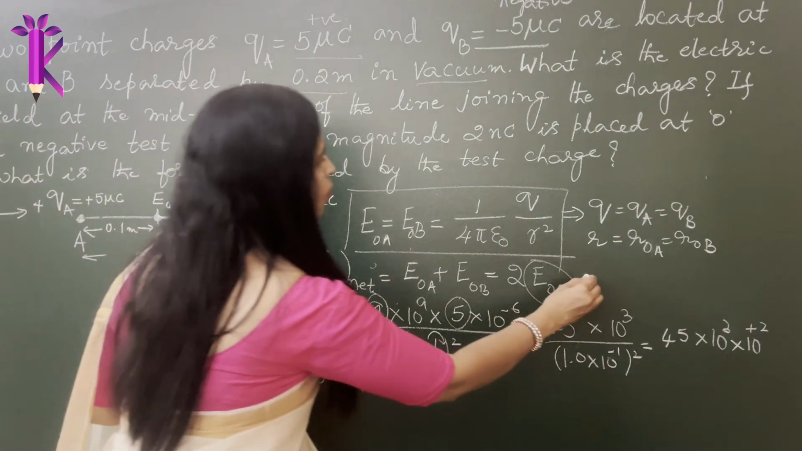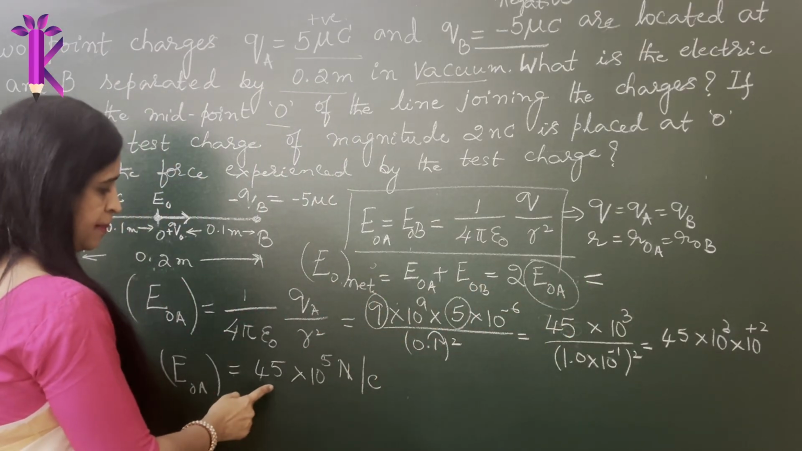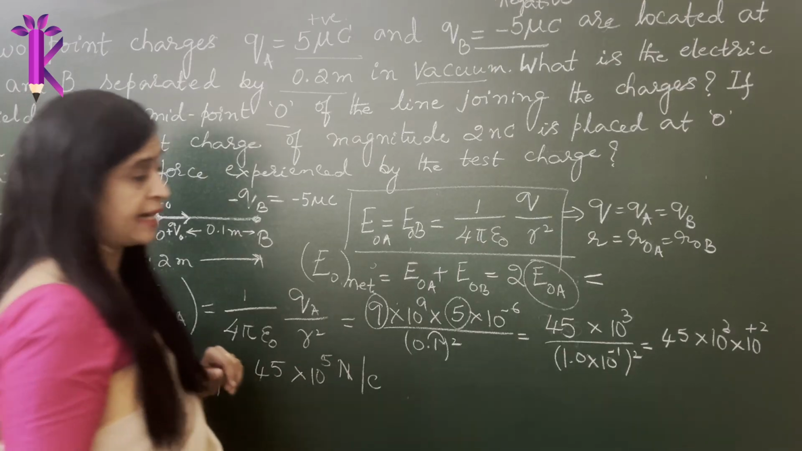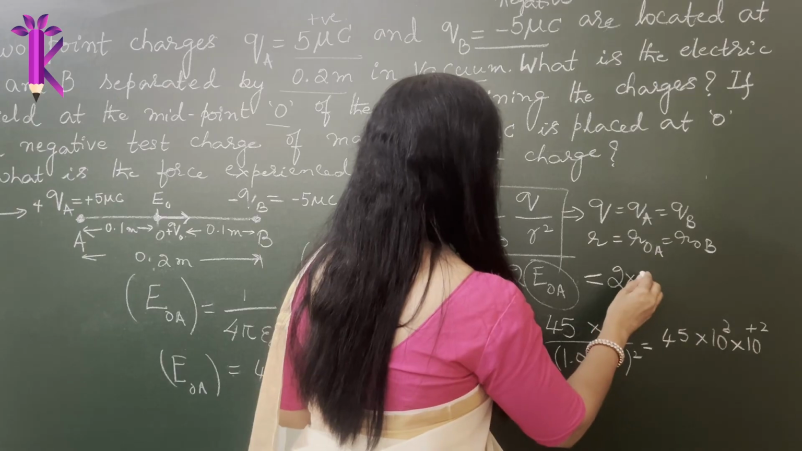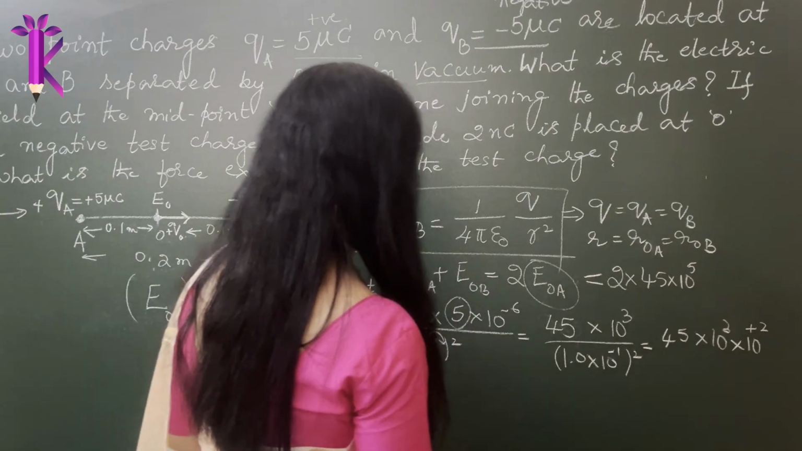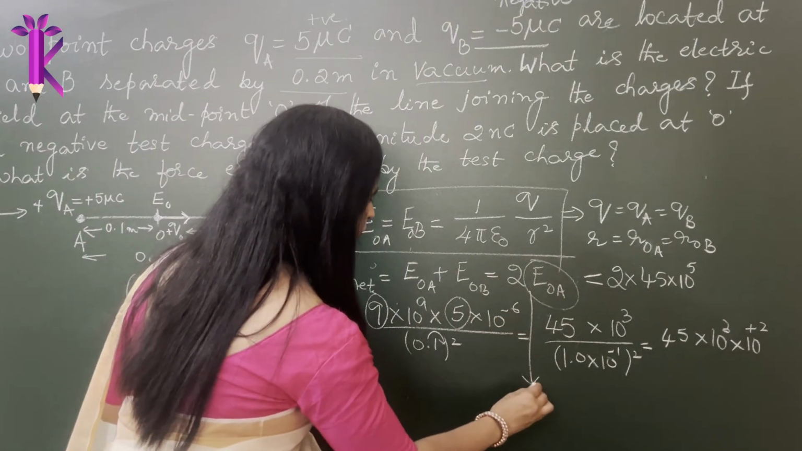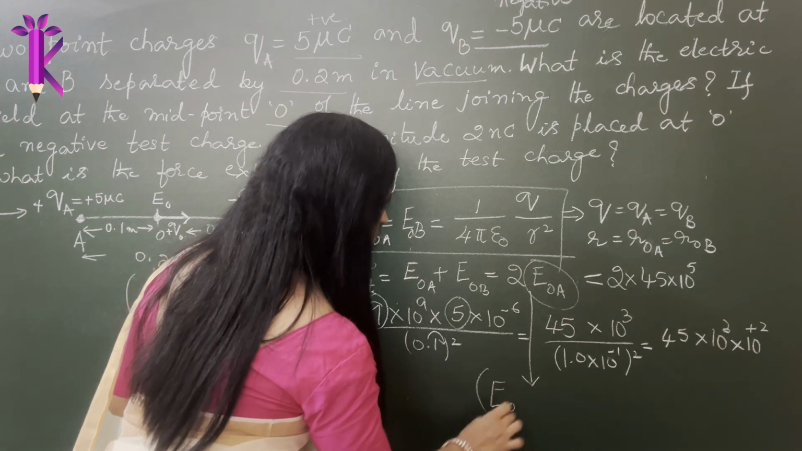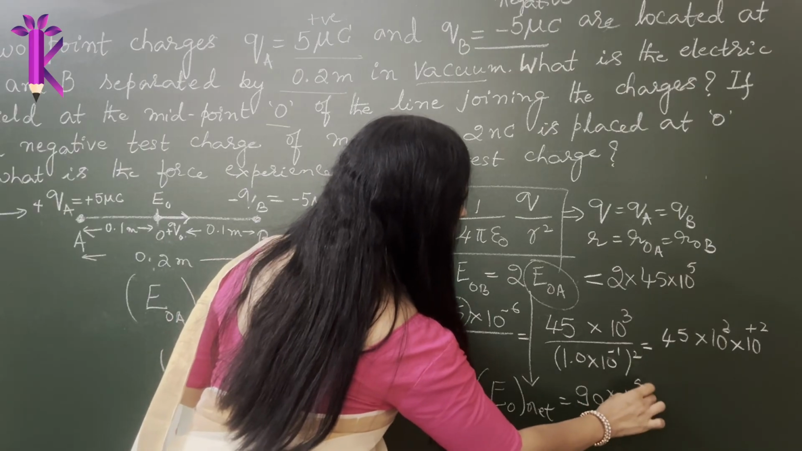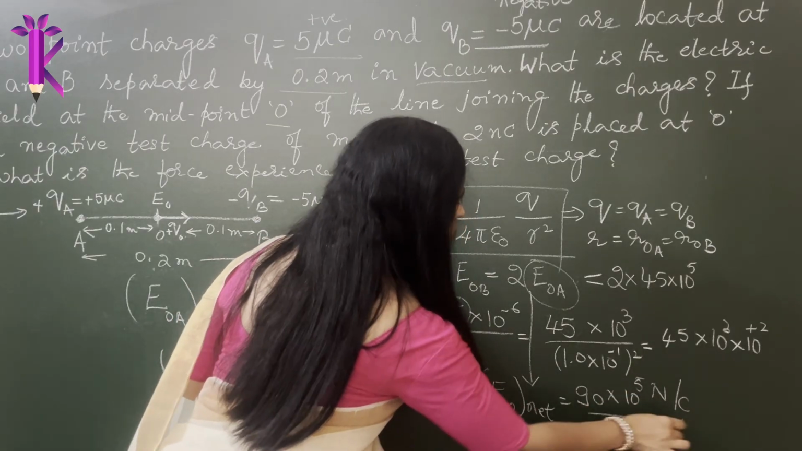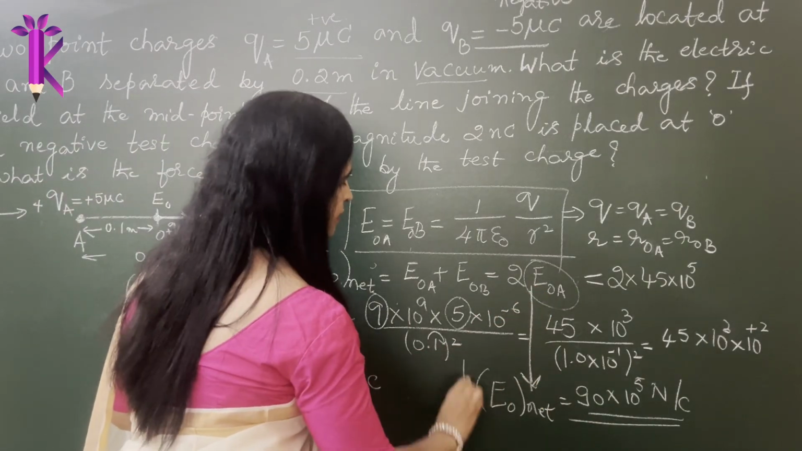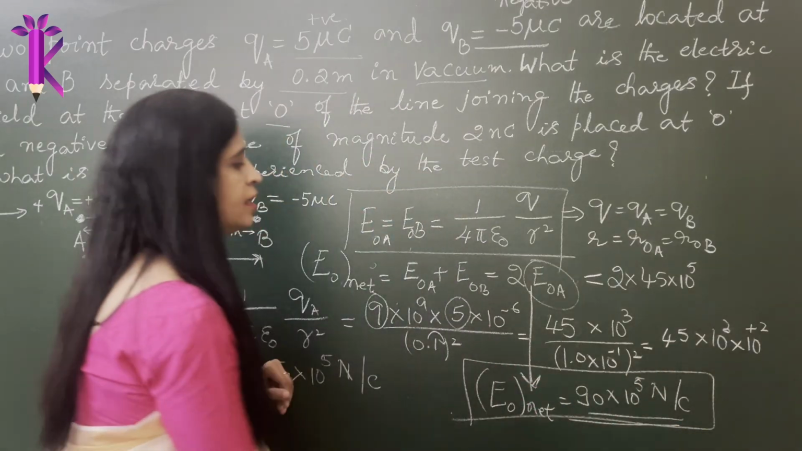Using this, what is the net electric field? It is twice of this number. So, just multiply this number by 2. 45 times 2 is 90. So, 2 into 45 into 10 to the power of 5 is nothing but the net electric field, that is E_O net, which is 90 into 10 to the power of 5 Newton per Coulomb. So, this is the final answer that we are required to find out. So, you found this answer. One of the problems is solved, right?